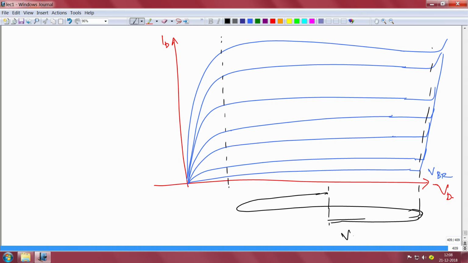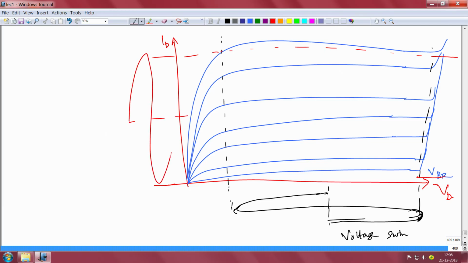This is called your voltage swing. If it goes above, then it will break down. If it goes below here, you cannot get gain. So this is your voltage swing, and similarly you will have your current swing also, and the current swing will be between the maximum current you have here and this 0. If I draw it here, this is your current swing, between the highest point and the lowest point here.